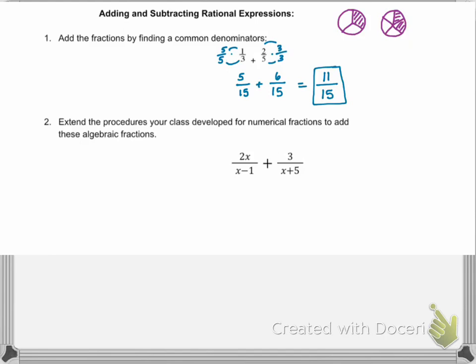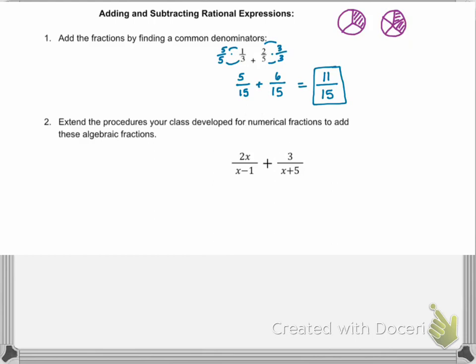Okay, so we're going to use that idea of trying to get a common denominator here in order to add or subtract fractions that have x in the bottom. Your next problem down below looks like this. It's 2x over x minus 1, plus 3 over x plus 5. And just like on the last one, where I had 3 and 5 and was trying to get those to 15, here now I've just got two pieces.